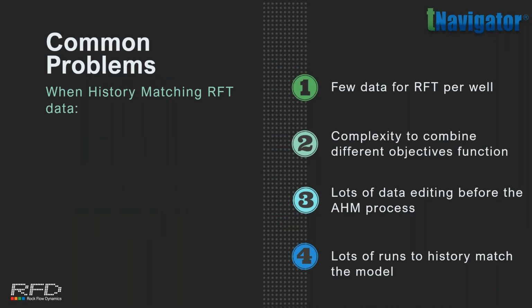So moving forward, the most common problems we can face when doing assisted history matching is working with RFT data. Many times we face problems like having little RFT data, sporadic data, and we want to use this data also for matching our models. Other problems are the complexity of combining different objective functions, or lots of data editing before doing the assisted history matching process. And of course, one of the main problems we have to face is running lots of simulation cases in order to get a proper match.